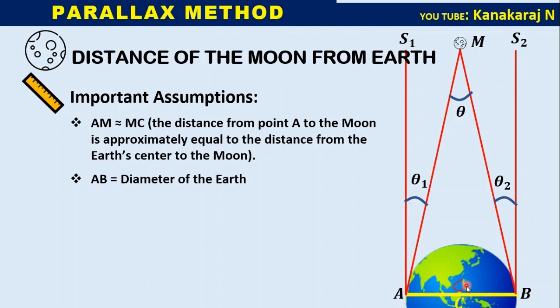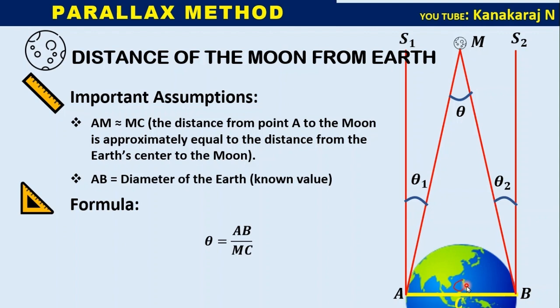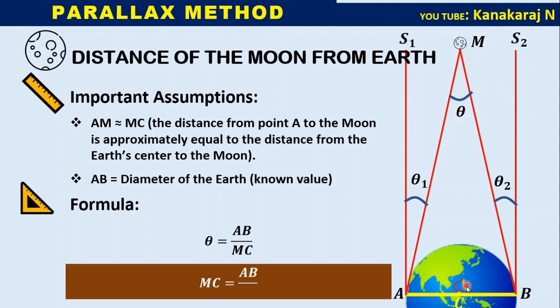The distance from point A to the moon is approximately equal to the distance from the Earth center to the moon. AB is the diameter of the Earth, which is a known value. Formula: theta equals the baseline AB divided by MC. MC equals AB upon theta.